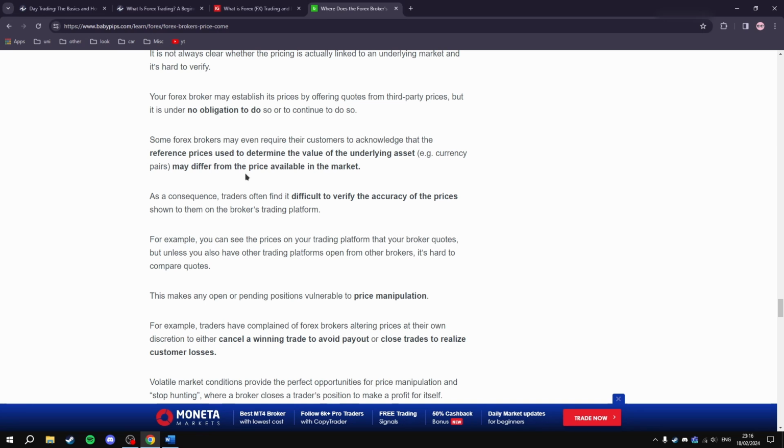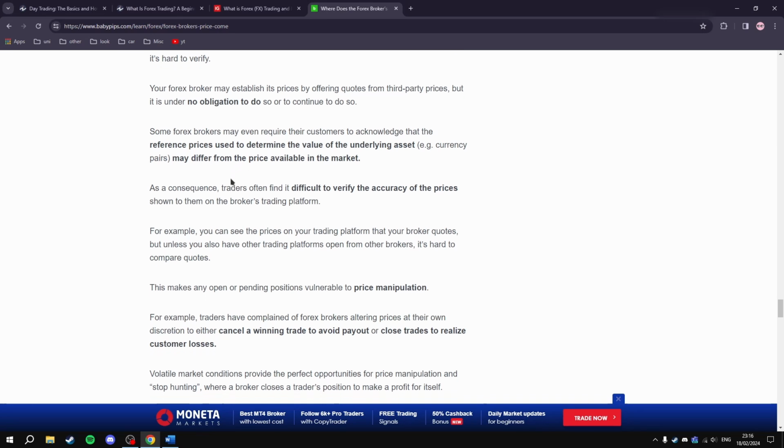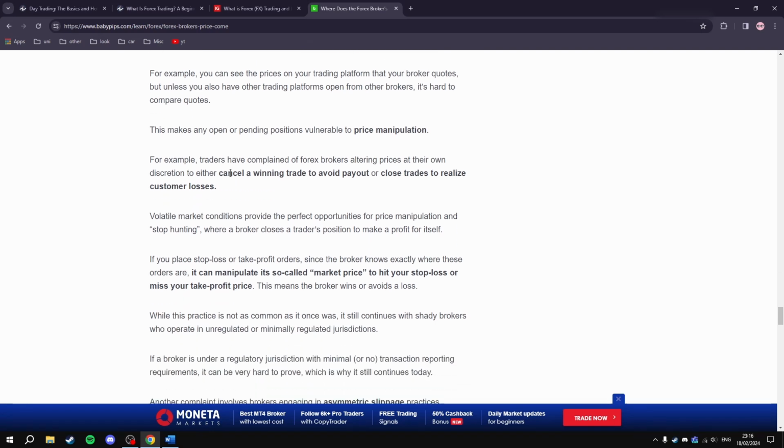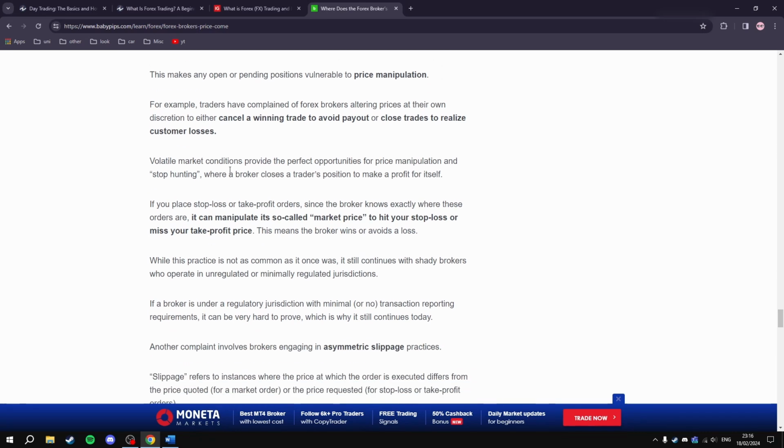As a consequence, traders often find it difficult to verify the accuracy of prices shown to them on the broker's trading platform. For example, you can see the prices on your trading platform that your broker quotes, but unless you also have the other trading platforms open from other brokers, it's hard to compare quotes. This makes any open or pending positions vulnerable to price manipulation. For example, traders have complained of forex brokers altering prices at their own discretion to either cancel a winning trade, to avoid payout, or close trades to realize customer losses.